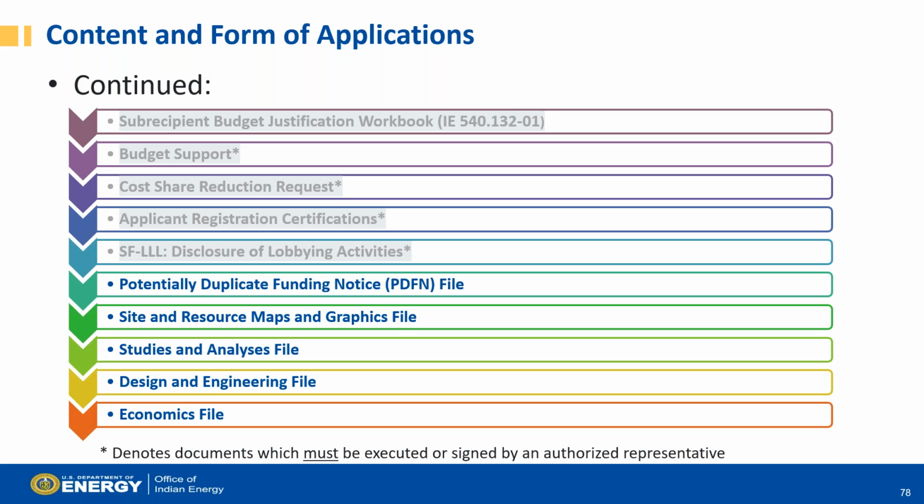These submissions must, as a minimum, include energy audits or energy assessments for topic area 1B, topic area 1C, and a feasibility study or studies for topic area 1A, topic area 1C, topic area 2, topic area 3, and topic area 4. Other supporting studies or analysis should also be included, and any other relevant background data may also be included under the site and resource map as graphics. Sorry, the site and resource map and graphics file.